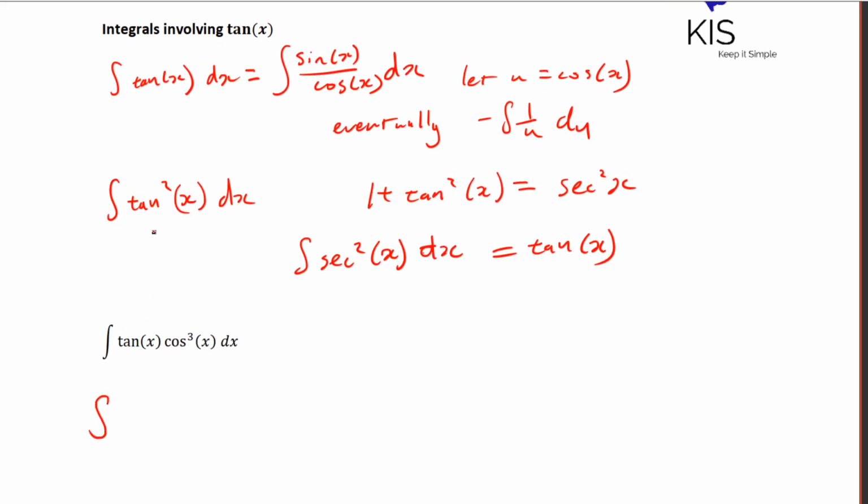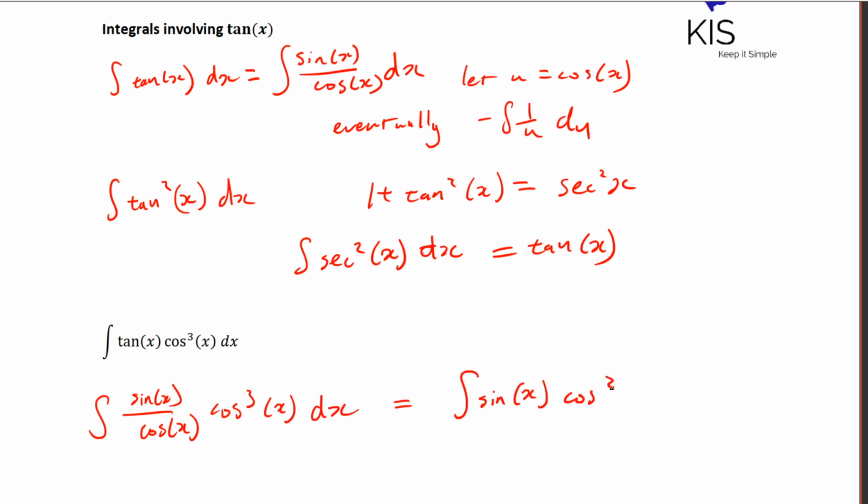So unless it's tan squared, generally you just decompose it into sine and cos. So this will be sine x on cos x times cos cubed x dx. So this is the same as sine x cos squared x.